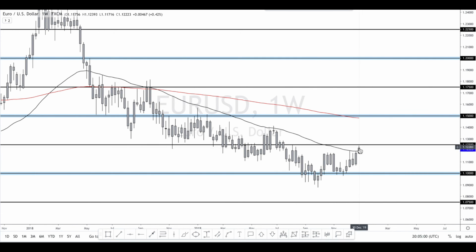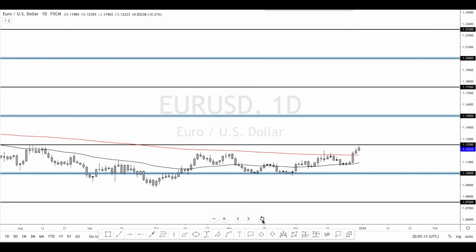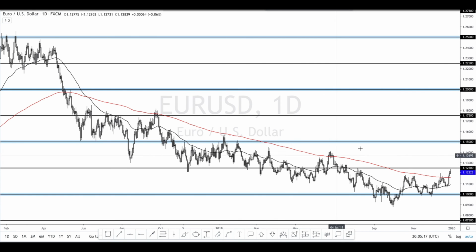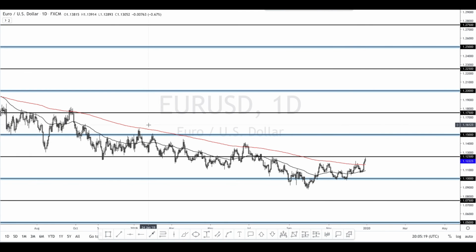So if we break through and close above this 1.125 and above this 50 moving average, you can see we haven't done that since July 18. If we do that, then we do look like we could see a rally up to 1.15. On the daily chart, you can also see just the gap between. It's just letting you know the overall trend.